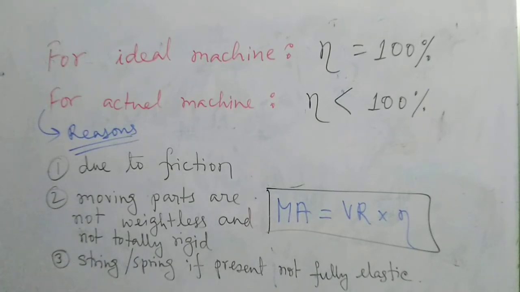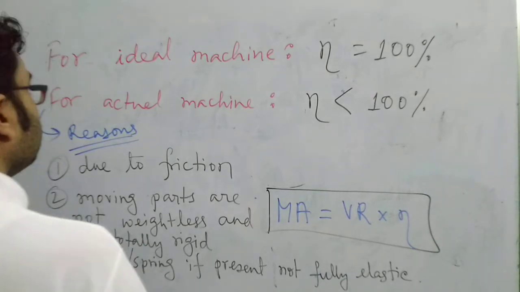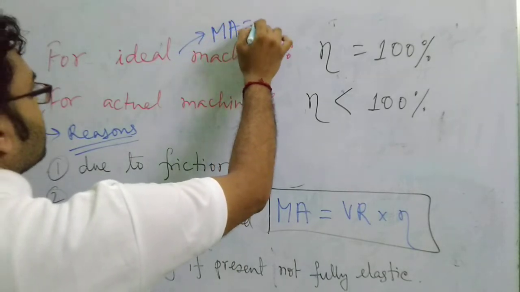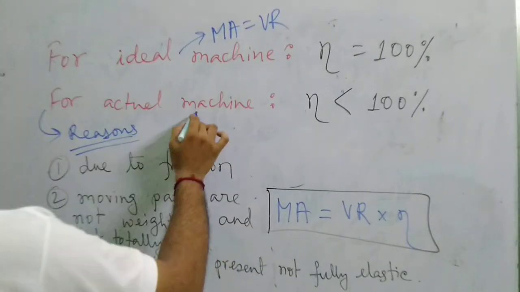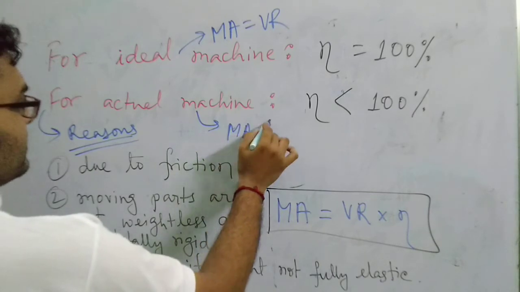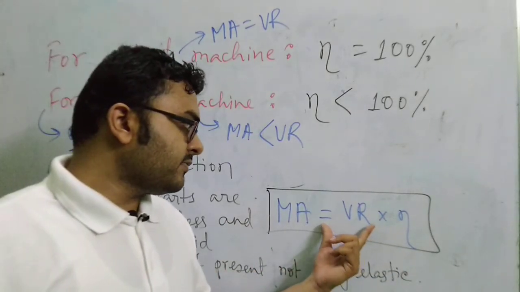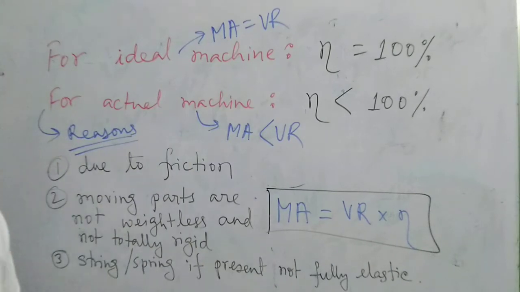And from that point of view, I can also say that for an ideal machine, the mechanical advantage is equal to velocity ratio. But for an actual machine, the mechanical advantage is always less than the velocity ratio. And remember that for any machine, the velocity ratio always remains constant. The mechanical advantage can change with changing the efficiency of the machine, and you can see this from this particular relationship.